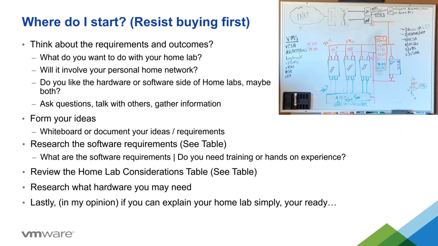Think about it, right? Think about what are the requirements and outcomes that you want to achieve. What do you want to get? What do you want to do with your home lab, right? What will it involve, like a personal home network? Are you going to combine these two? We talked about the hardware and software types of folks. Maybe a little of both. Maybe you don't want to build your own PCs and build this up. Maybe you want to buy something else that is more commodity because you're on the software side. So think about that. But really, ask questions, talk with others, gain information, right?